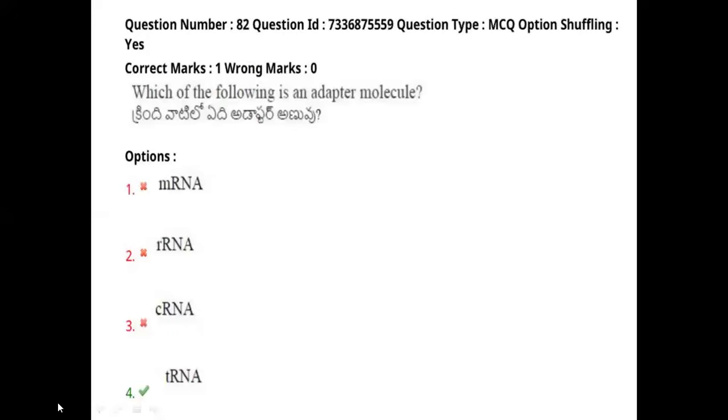Simple, direct question. Which of the following is an adapter molecule? Transfer RNA, we also call it the adapter molecule. Based on the codons produced by the mRNA, transfer RNA takes the specific amino acid and transfers it into the growing protein chain. That is why we call it adapter RNA.